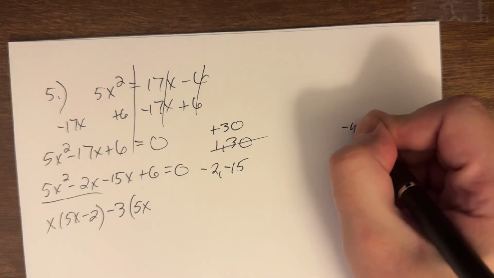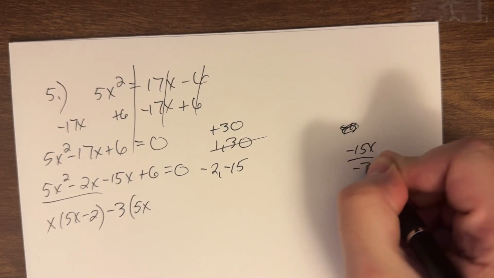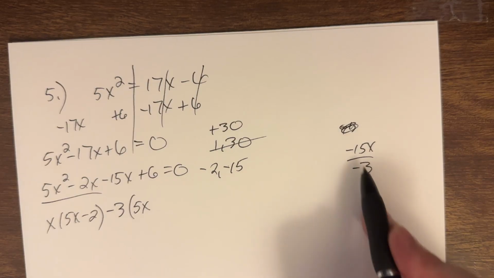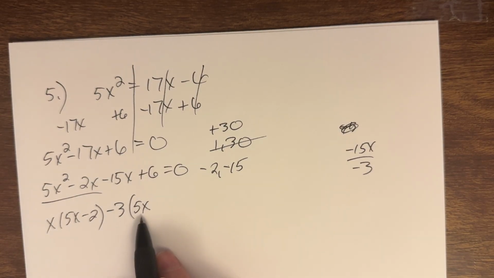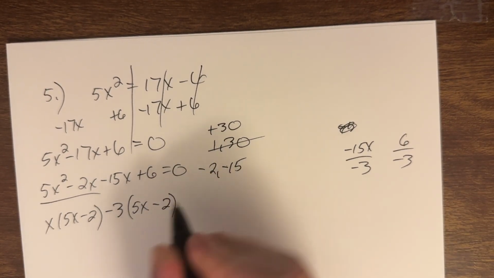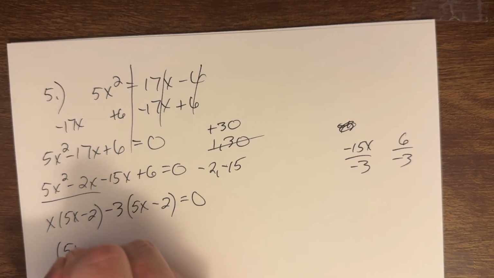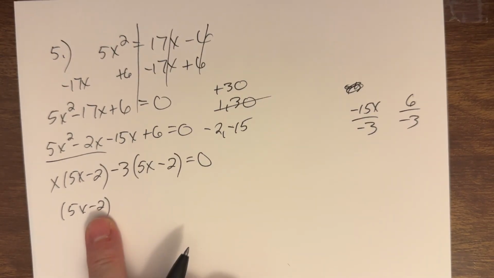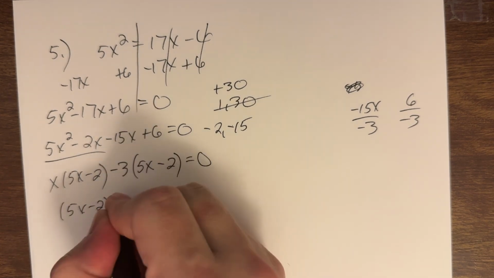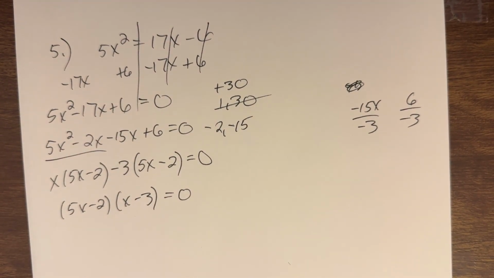Again, no shame doing this on the side. Minus 15x divided by minus 3. That minus over a minus is why I'm getting a positive. 15 over 3 gives me the 5. The x is still there. 6 over negative 3, I get a negative 2. There's the matching 5x minus 2. That comes out. The x minus 3 left behind.